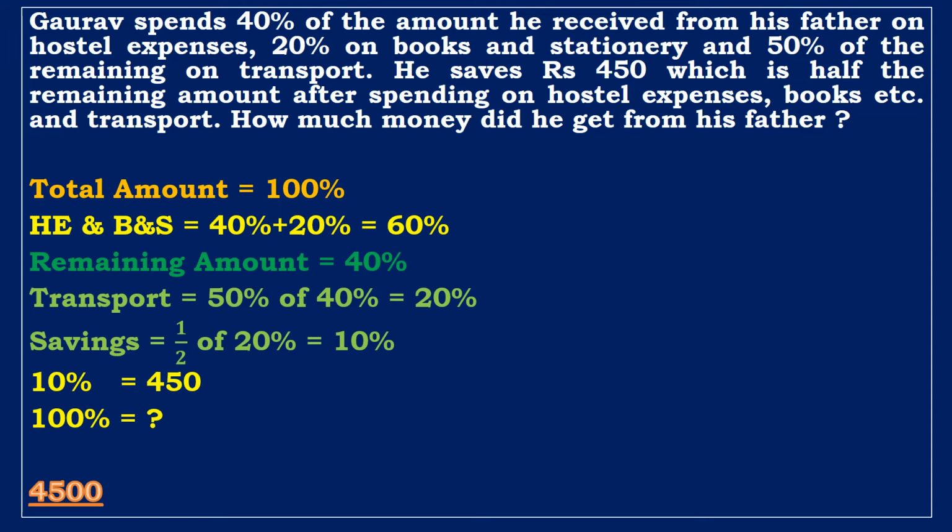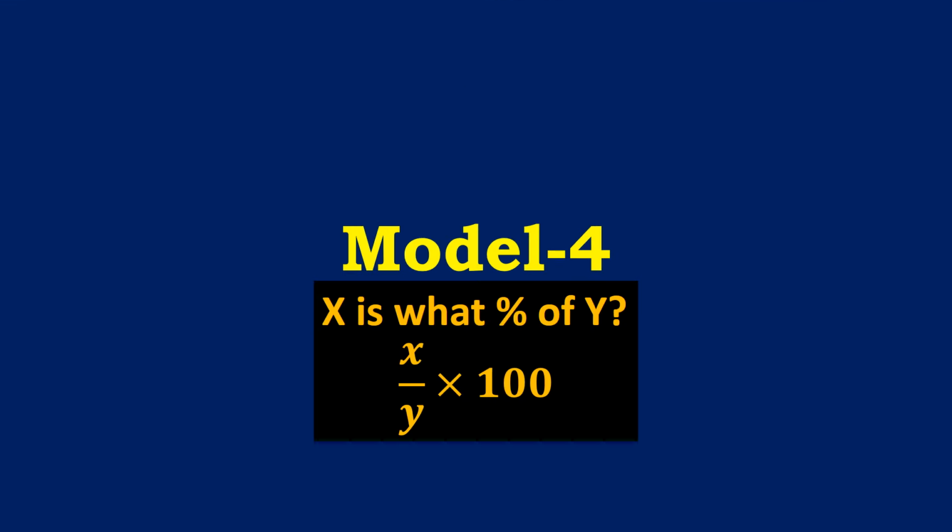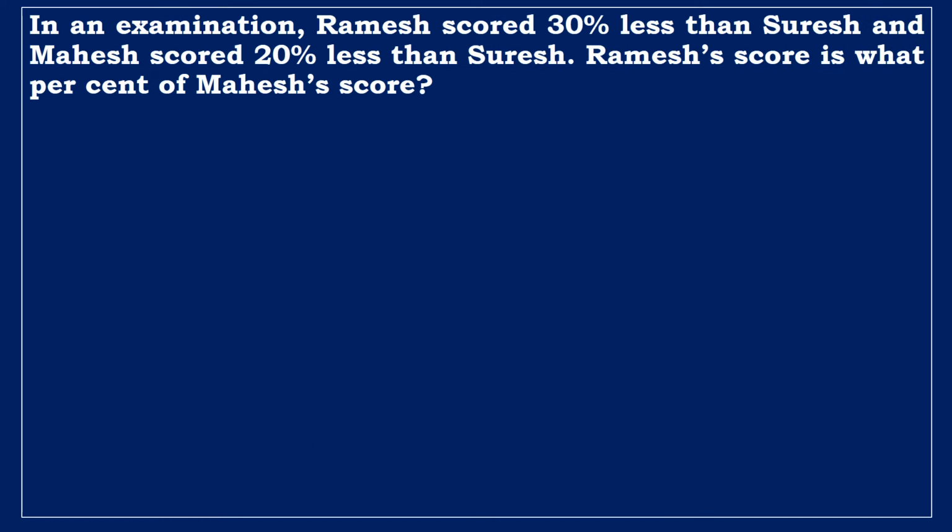The fourth model of percentage calculation is: X is what percentage of Y. This means X divided by Y, multiplied by 100. Let's take an example to understand this concept. In an examination, Ramesh scored 30% less than Suresh and Mahesh scored 20% less than Suresh.